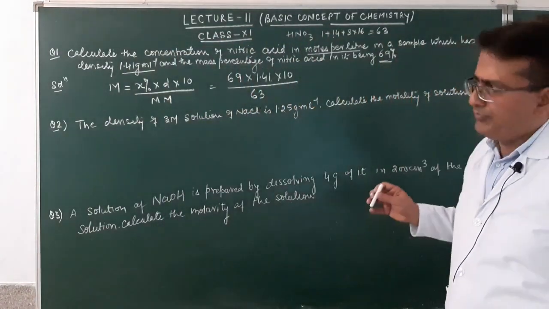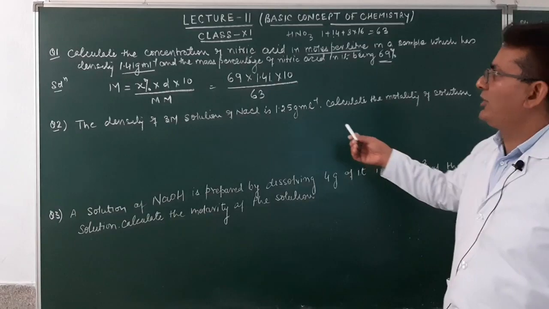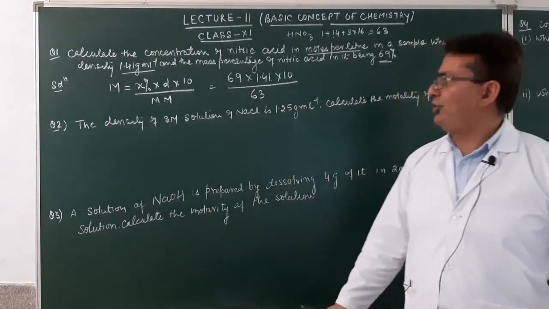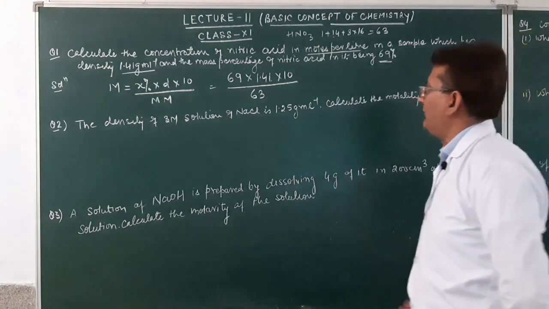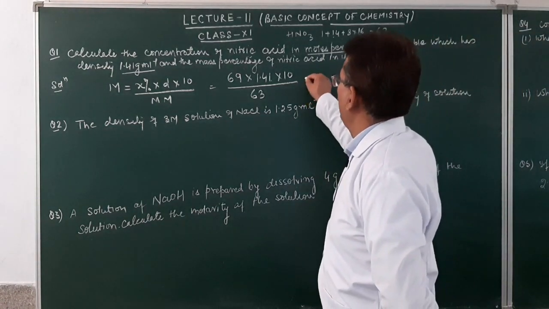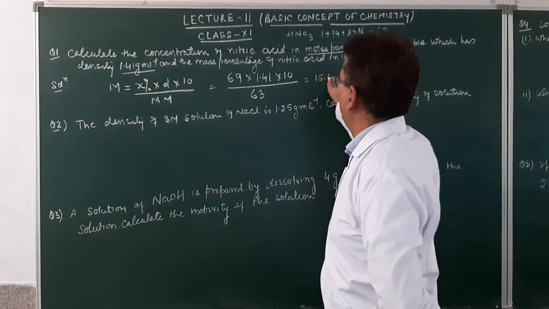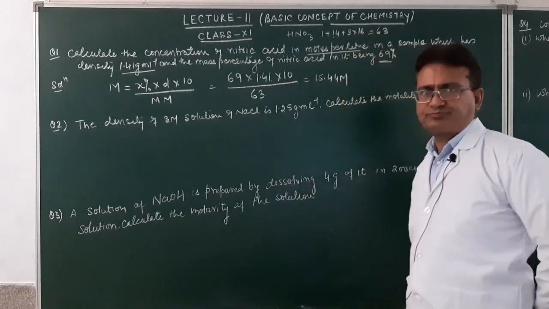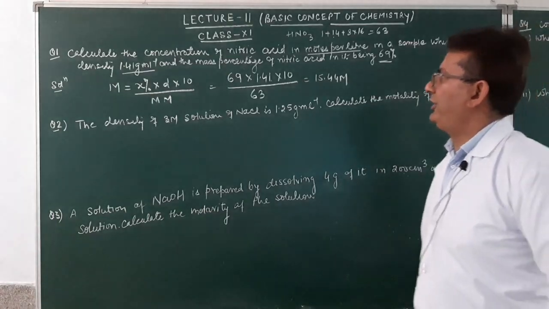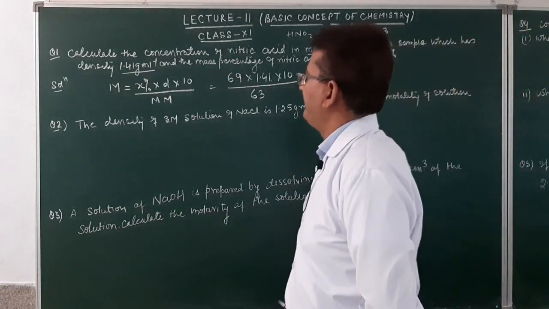Fine. Now you substitute these values: mass percentage, density of the solution, divided by the molecular mass. The answer in this case, if you solve it out, will come to be equal to 15.44 molar. Am I clear to you? Yes. So this is how we find out the molarity of the solution.